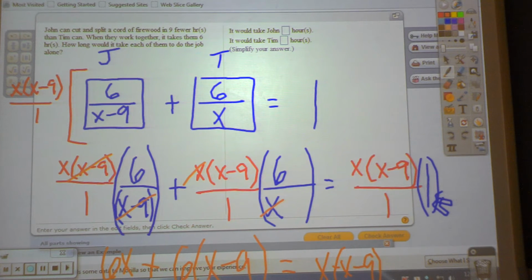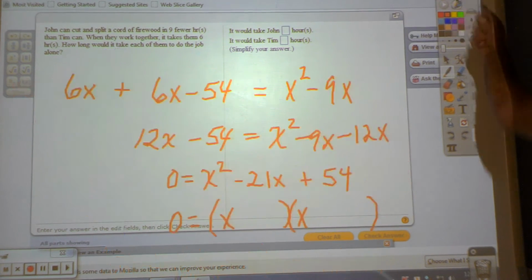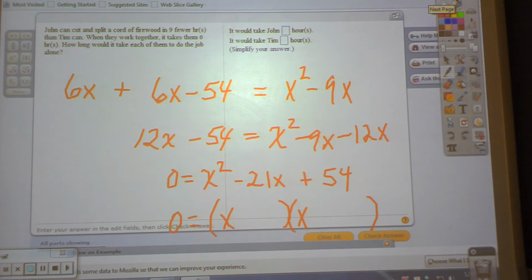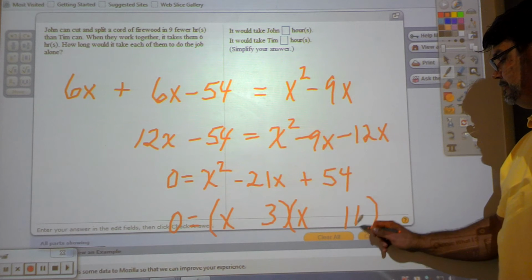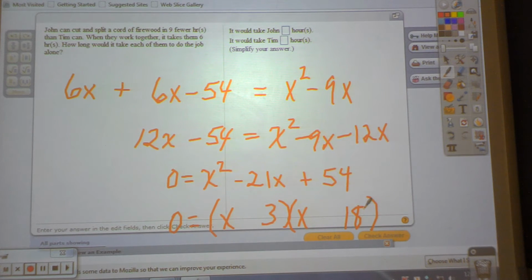Multiply through by x times x minus 9. It's 18. 54 divided by 18 is 3. That would be 21. 18 times 3. See? There's a prime example of not listing all your factors. I did that on purpose, to make sure that y'all do that. You got to list all of them. 3 and 18. I forgot all about that.